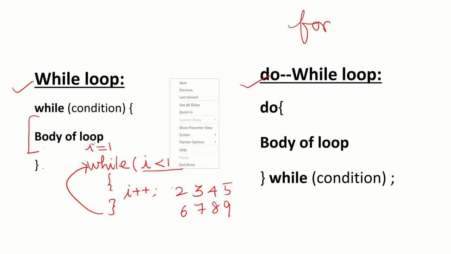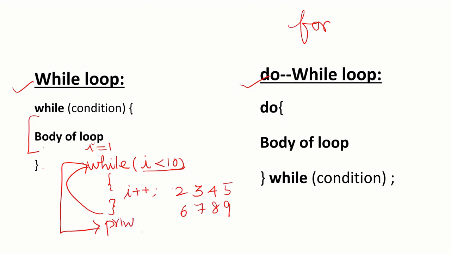Yes. It will come here, 9 plus plus. 9 plus plus will become 10. It will come here. Is 10 less than 10? No, not at all. So the control will come out of the loop, and it will just start doing the next statement, say maybe a printf, or some other statements.